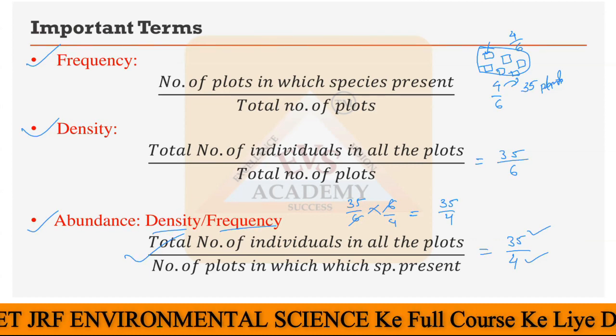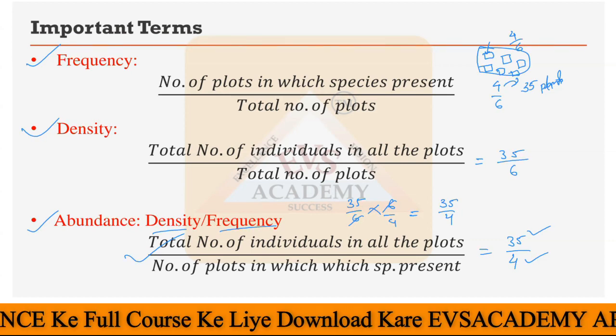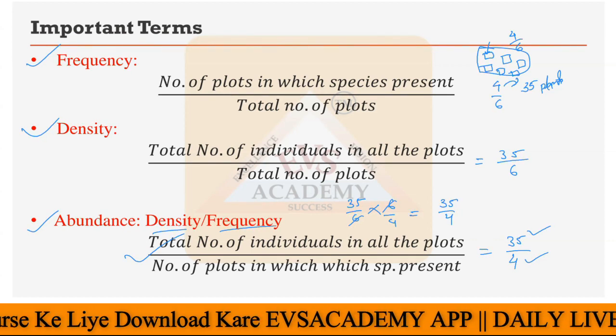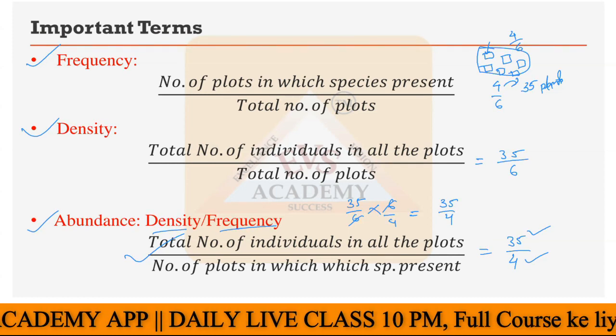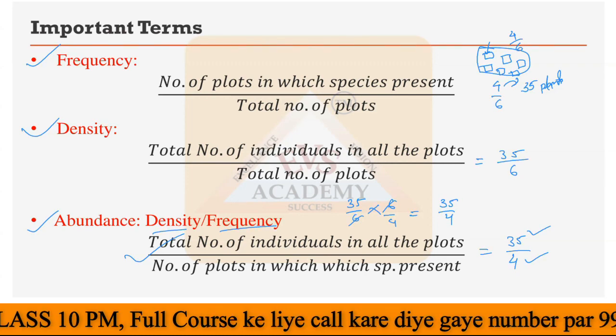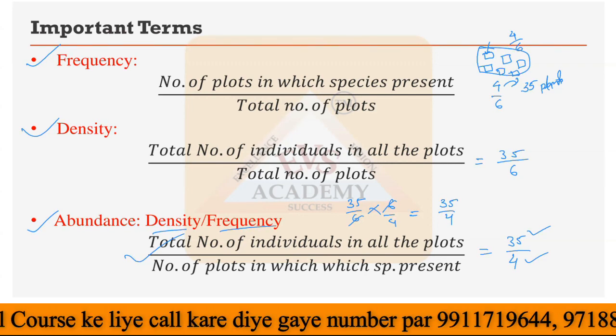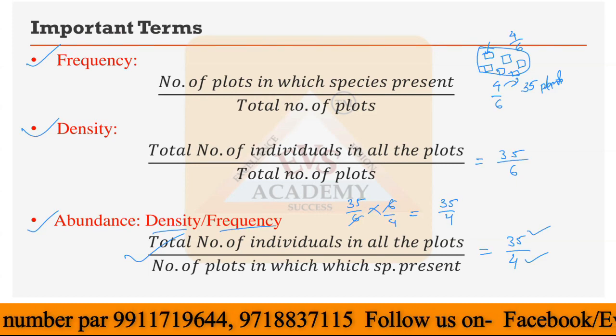So these are the different formulas which are generally used in ecology to see the frequency of occurrence of any kind of species, or the chances of finding these species in different areas. So the higher the frequency, density, and abundance, the higher the chances of finding these species in the environment.